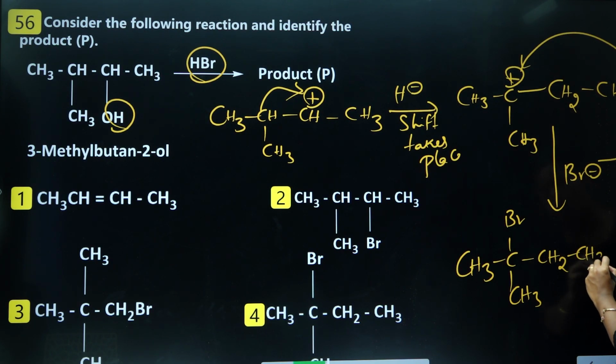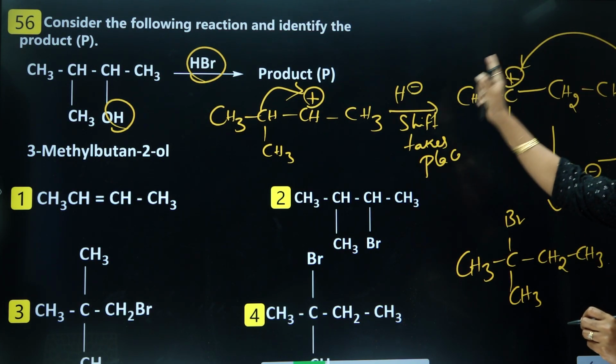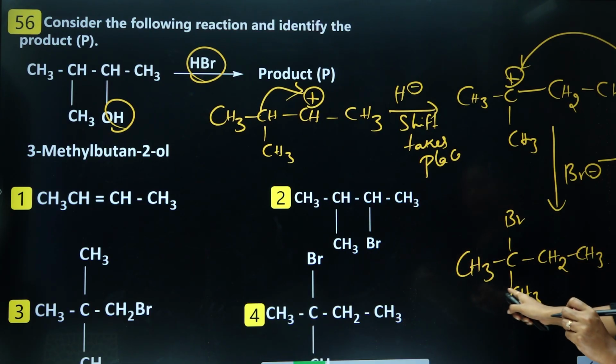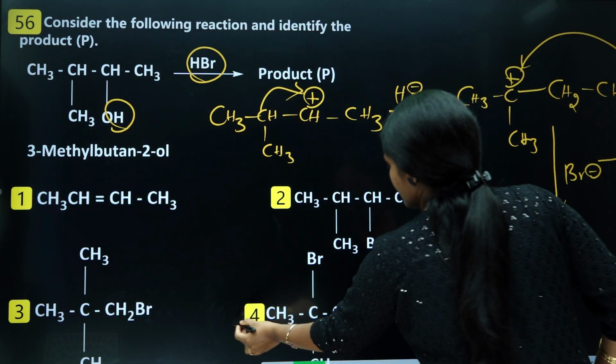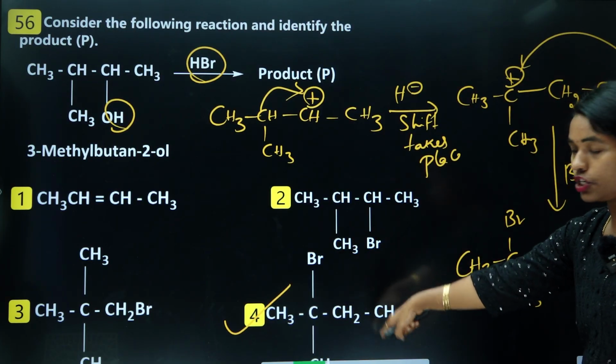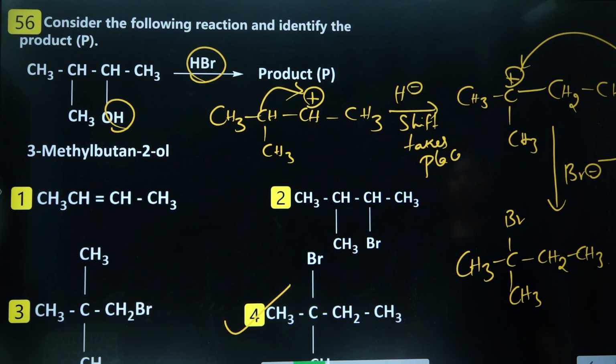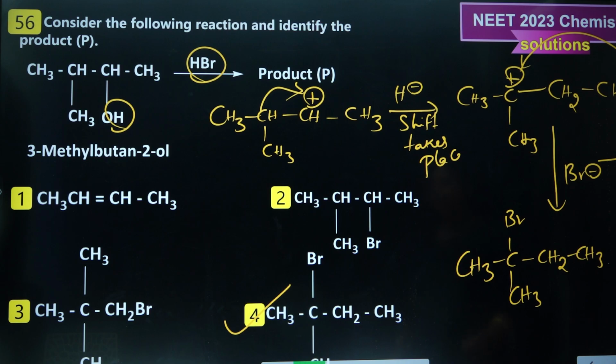So what is our product, students? Tell me. What is the product forming here? Option number 3 is the correct answer. Option 4 is the correct answer. Please check, option 4 is the correct answer. Now see the next question.